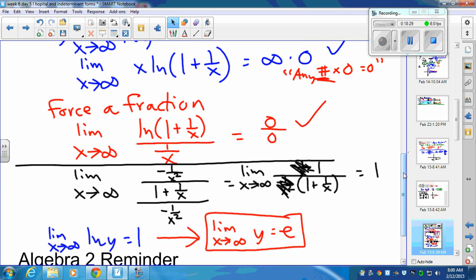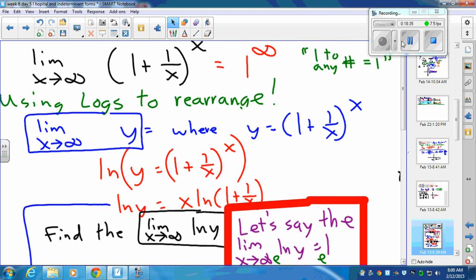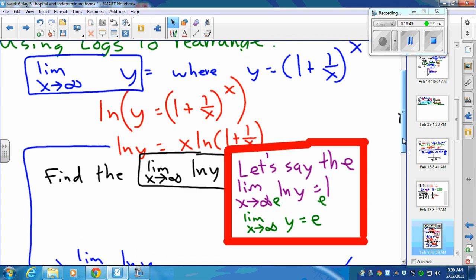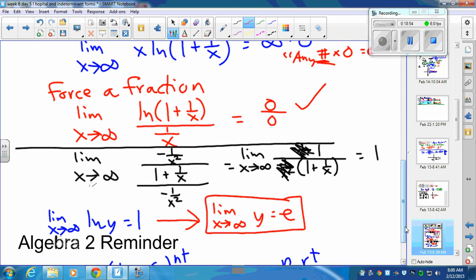It does not always happen. I don't want you to think this is always true, but 1 to the infinity, I'm pointing, but you can't see it. Let me point for you. Oh. 1 to the infinity does not always equal e. It equals e in this example that we did. So when I say limit of y, that's the exact same thing as writing the limit as x goes to infinity of 1 plus 1 over x to the x equals e, which we started with.